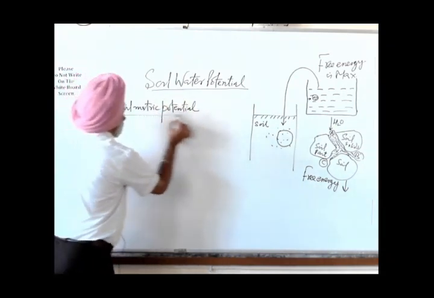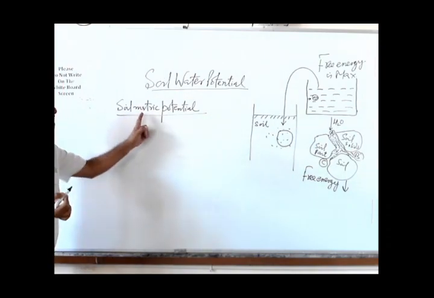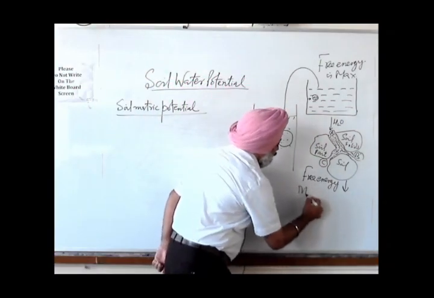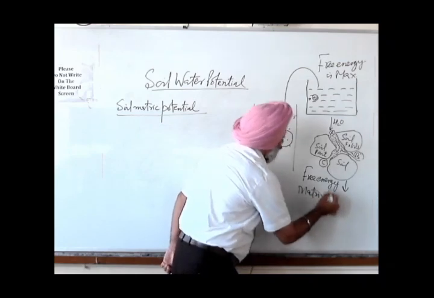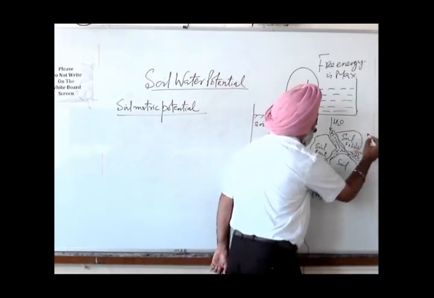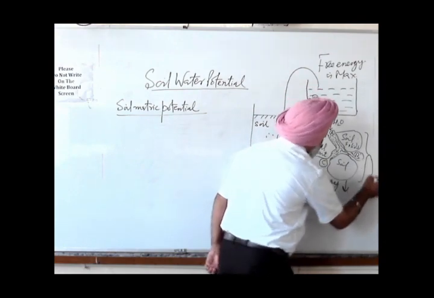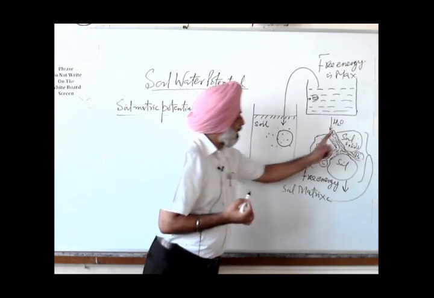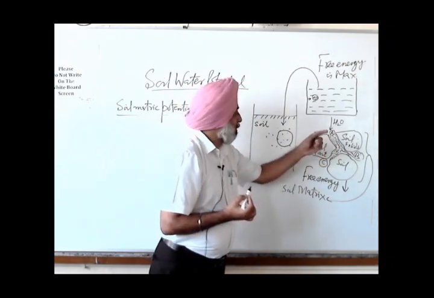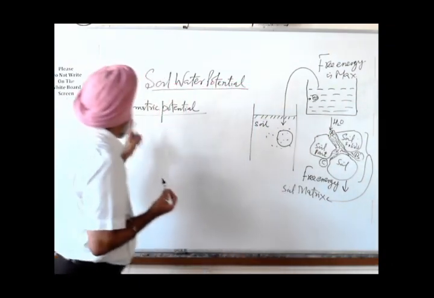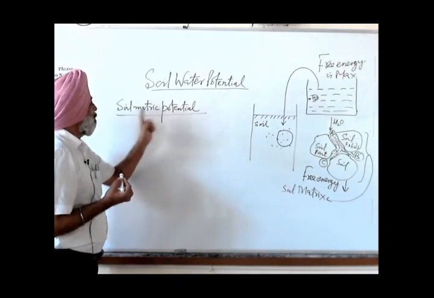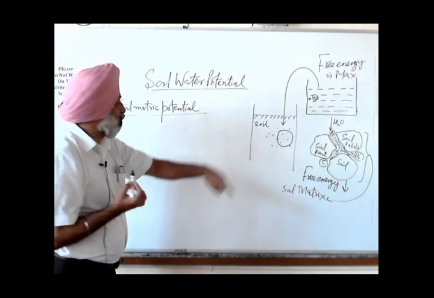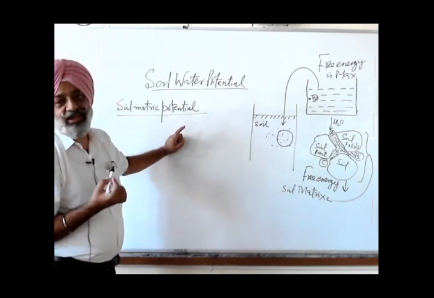And here, let me explain what this word matric is. It came from the word matrix. Matrix means soil solids plus soil pores. This is your soil matrix. Because of the reduction in free energy of water by attraction of soil particles, we call this soil matric potential. Matric means soil solids plus pores, and potential is nothing but energy.